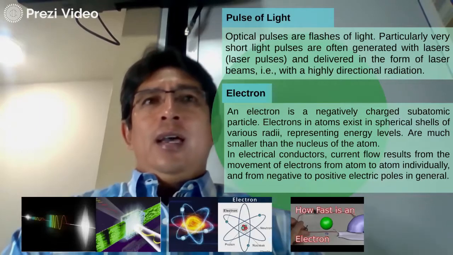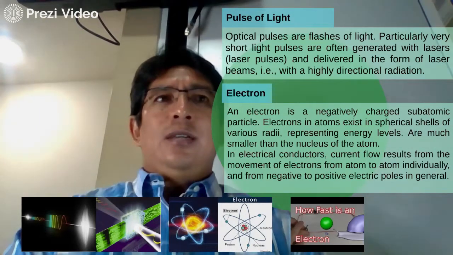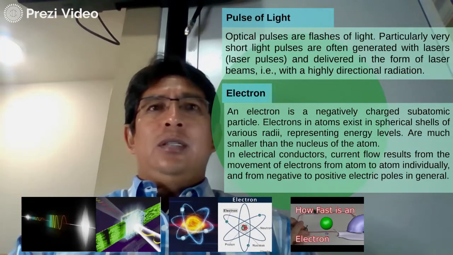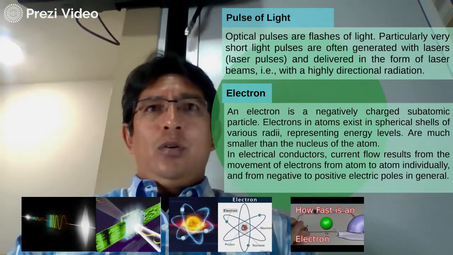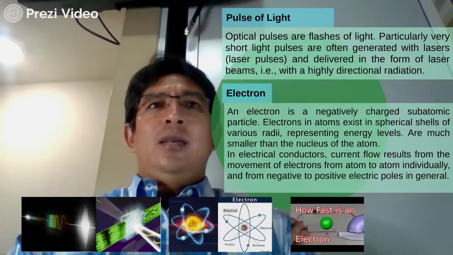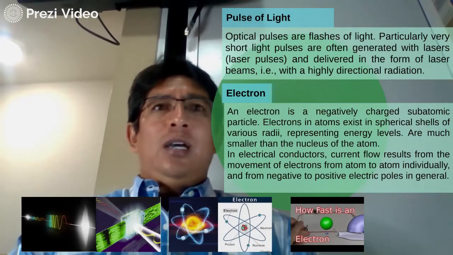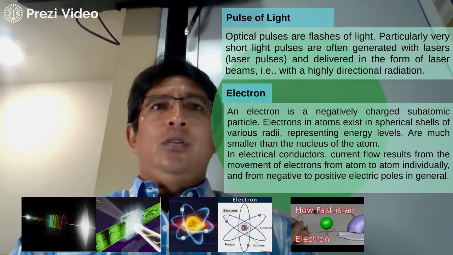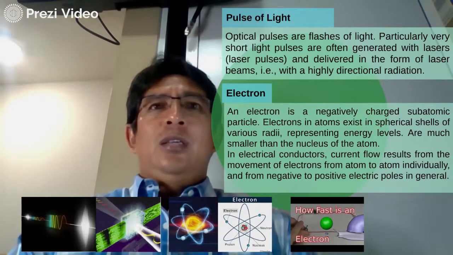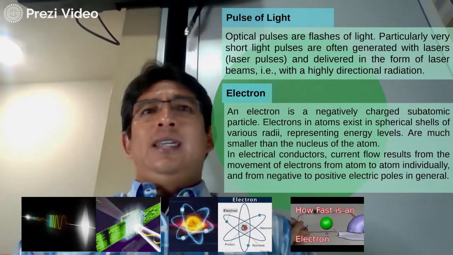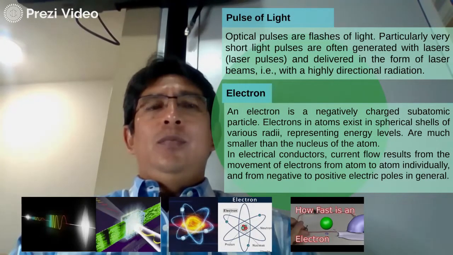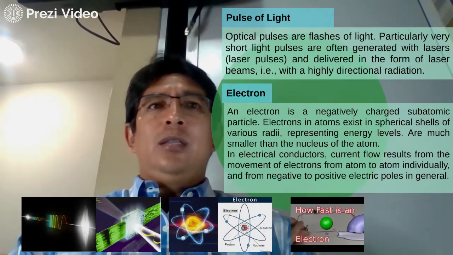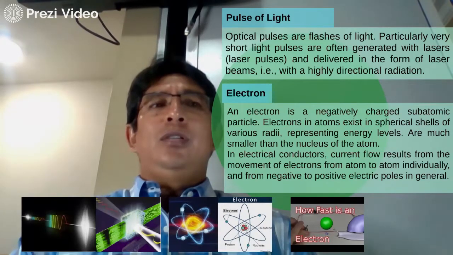Electron. An electron is a negatively charged subatomic particle. An electron is in an atom, existing in a spherical shell of various radii, representing energy levels, much smaller than the nucleus of the atom. In electrical conductors, current flow results from the movement of electrons from atom to atom individually, from the negative to the positive electric pole in general.